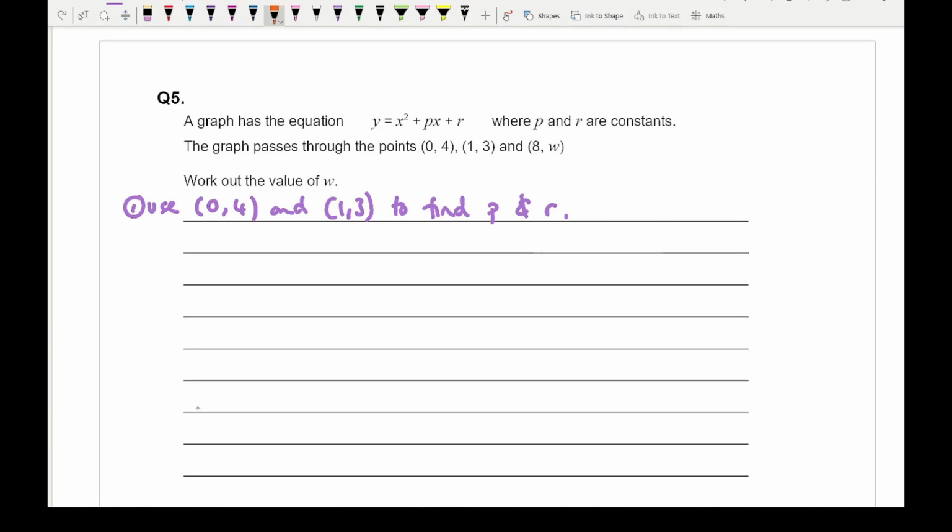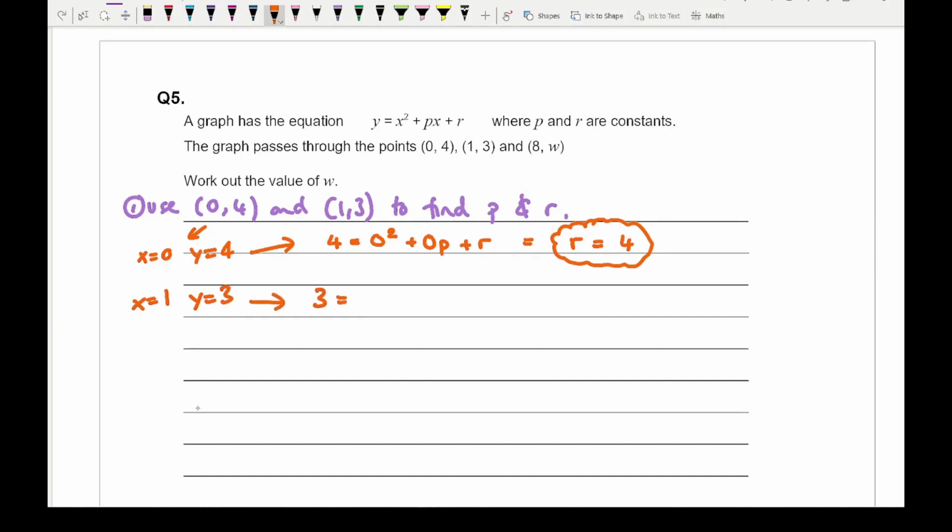So here using (0, 4), we've got x equals 0 and y equals 4. If I substitute that in, I'm going to end up with 4 equals 0 squared plus 0 times p plus r, which leaves me with an r value of 4. Let me just put a little bubble around that. Then if I use x equals 1 and y equals 3 and substitute that in, I get 3 equals 1 squared plus 1p plus r, and that's not going to equal anything else, so I already know it equals 3.